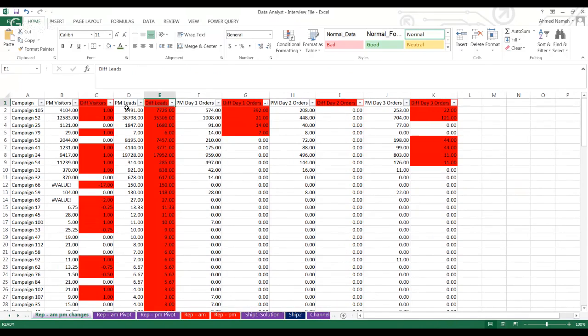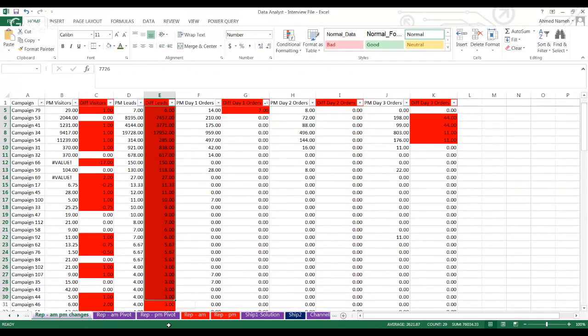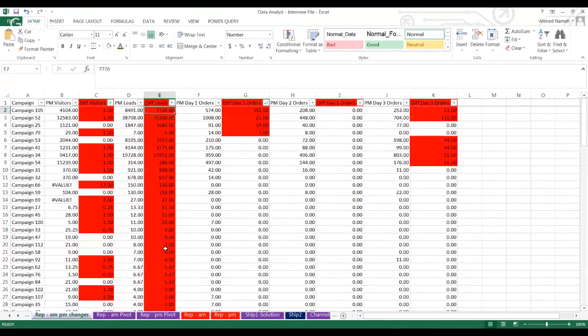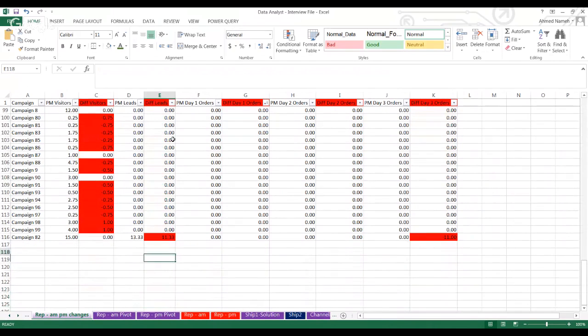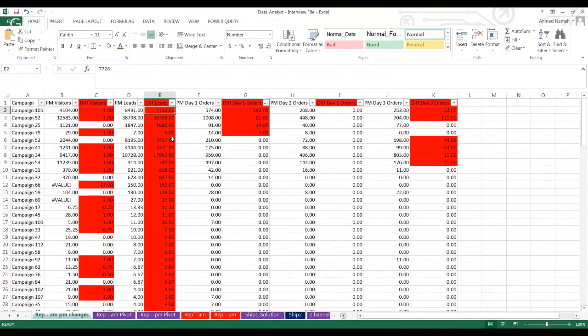Moving on now to leads. Right away, these difference columns have conditional formatting where if the difference is greater than 0 or less than 0, it's highlighted in red. And unlike the other columns we've looked at, here you can see a lot of red. So right off the bat, it's quite clear that there are quite a number of differences. And if you quickly scroll through from top to bottom, you'll notice that the differences are all positive differences.